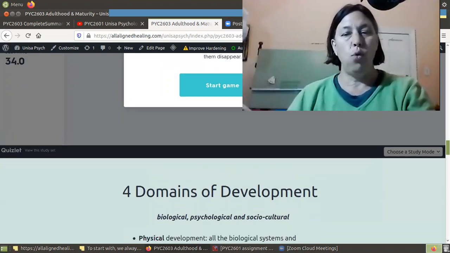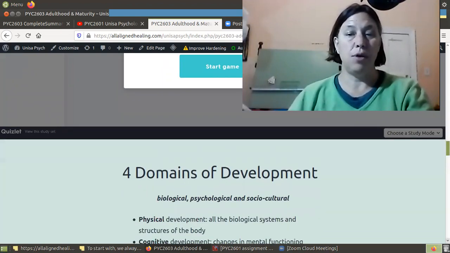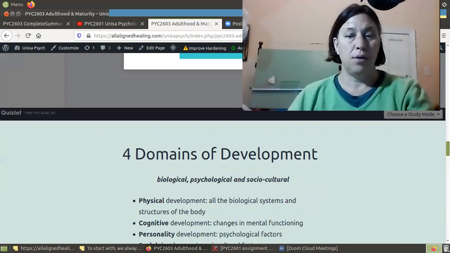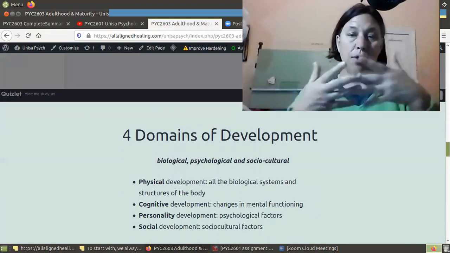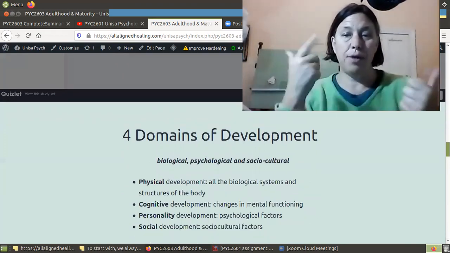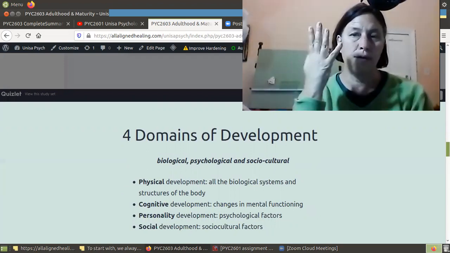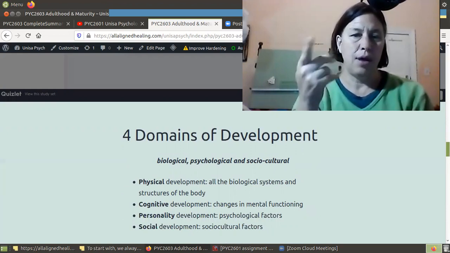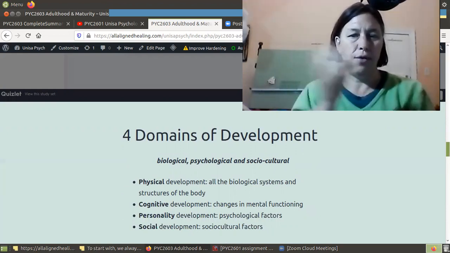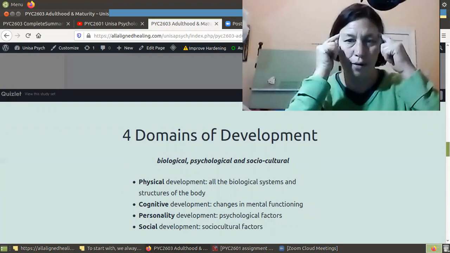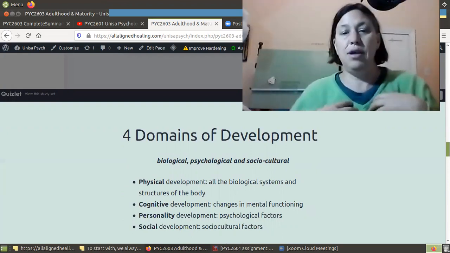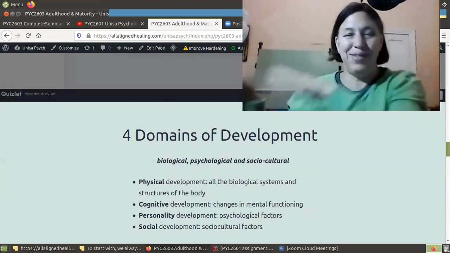All right. There are four domains of development. And it's still within the forces of biological, psychological, and sociocultural. So it's three forces, four domains. The four domains are physical, cognitive, personality, and social.